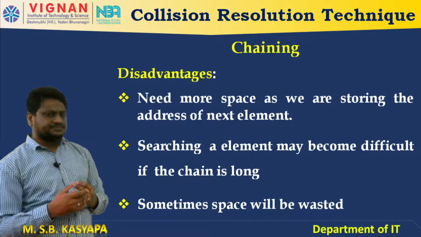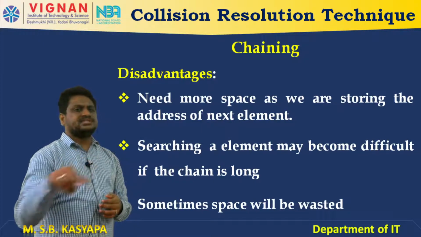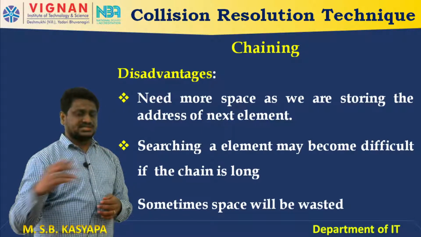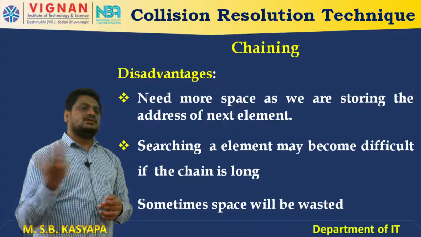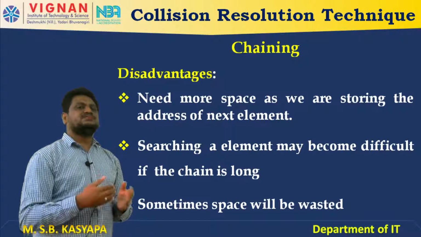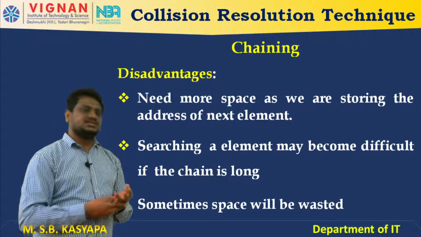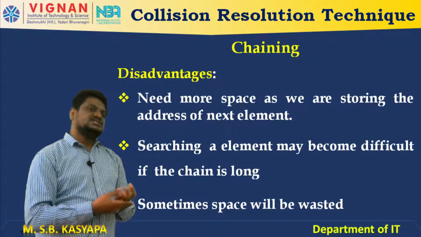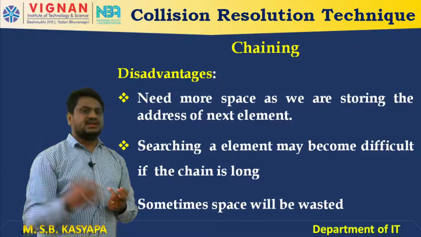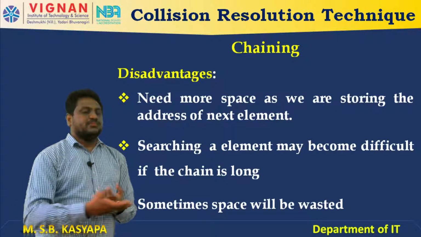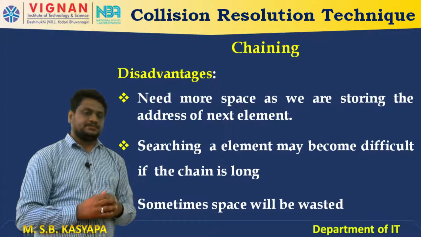And sometimes the space will be wasted. Why? Because in the previous slide I created a table for 7 keys, 0 to 6, but I used only 2 keys, so the remaining ones are all wasted. These are the main disadvantages of chaining. One is that it requires more space. Searching may get difficult if the chain is very long, and space may be wasted if all the keys are not used.